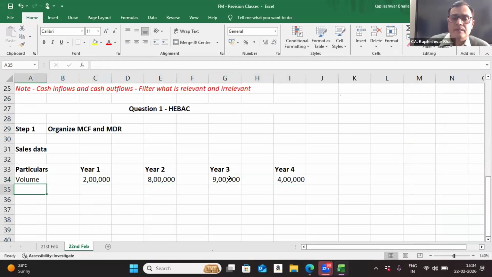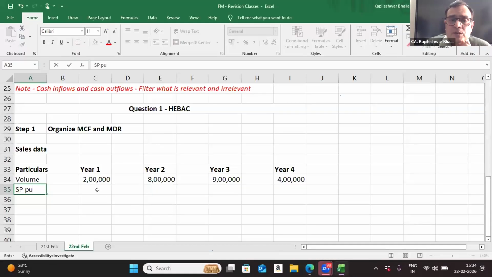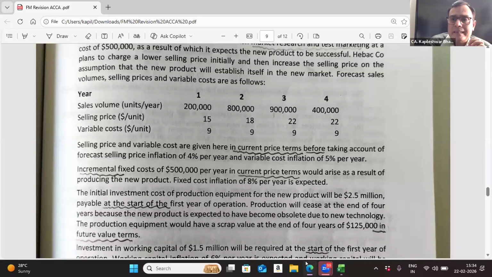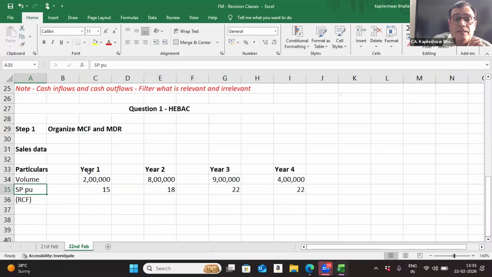And then let's consider the selling price, which is per unit. Remember, the selling price given in the question is to be converted into MCF terms. So I am given 15, 18, 22. Let me just note it down. Let's make a mention in the bracket that this is supposed to be the RCF figure.